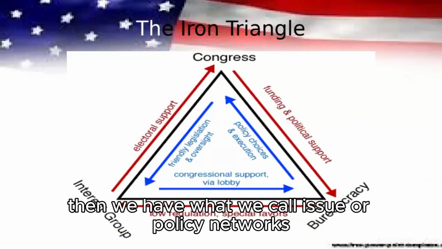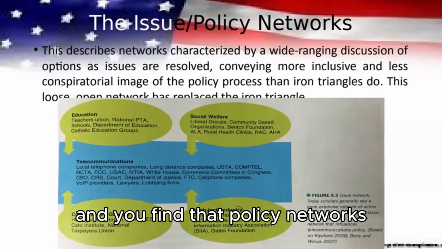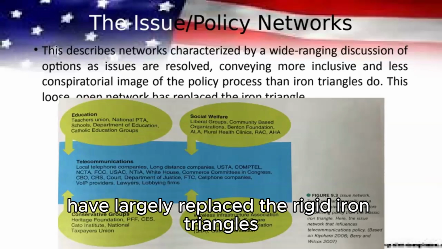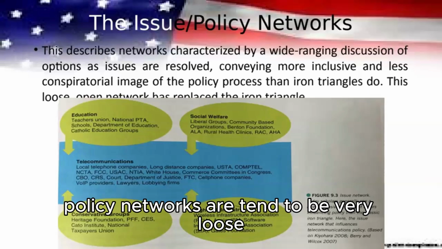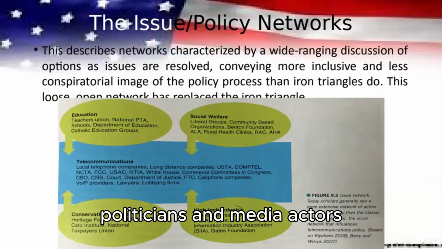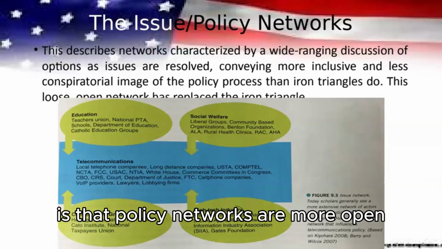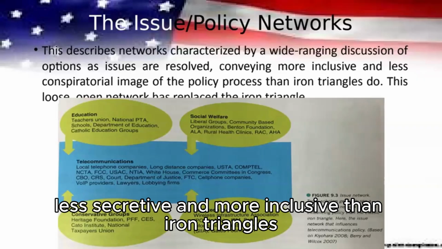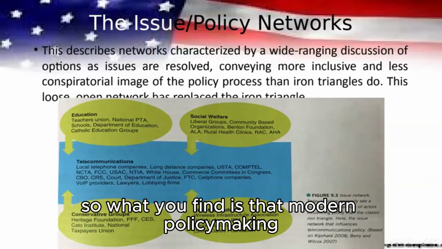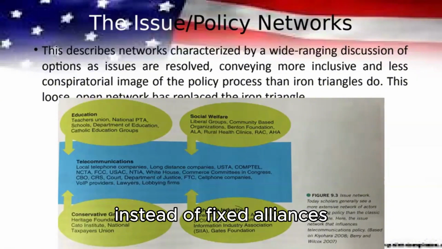Then we have what we call issue or policy networks. And you find that policy networks have largely replaced the rigid iron triangles. Policy networks tend to be very loose, flexible relationships among interest groups, experts, bureaucrats, politicians, and media actors. The key difference, as opposed to the iron triangle, is that policy networks are more open, less secretive, and more inclusive than iron triangles. So what you find is that modern policymaking involves many competing voices instead of fixed alliances.